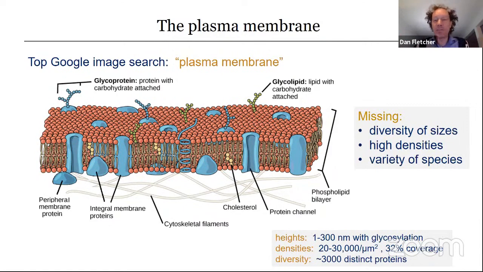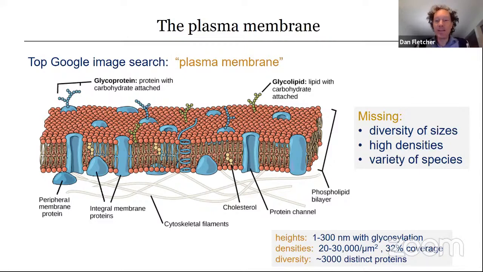They can range from a nanometer to hundreds of nanometers. Densities can be on the scale of 20 to 30,000 per square micron. And the genome, at least the human genome, has about 3,000 different cell surface proteins present. So each cell type can select from that as they define their own cell surface.